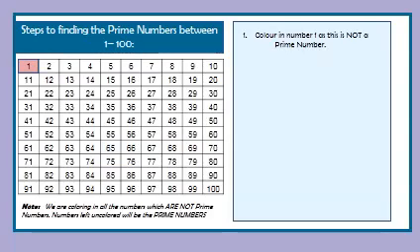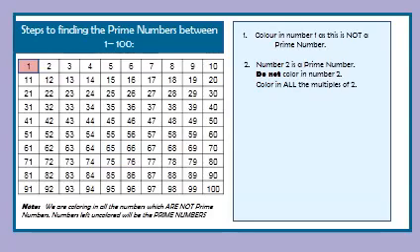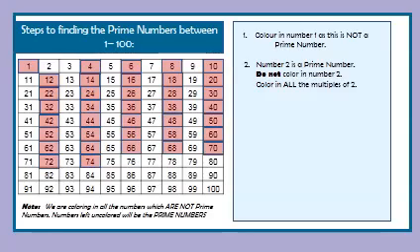Now we are going to color all the numbers that are not prime, and what's going to be left are the prime numbers. The second thing I'm going to do is color 2 and its multiples. So I'm going to color all the multiples of 2: 4, 6, 8, 10, 12, 14, 16, 18, 20, 22, 24, 26, 28, 30. All of these numbers are the multiples of 2.